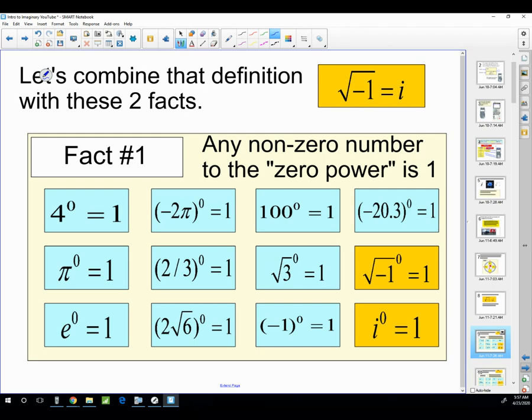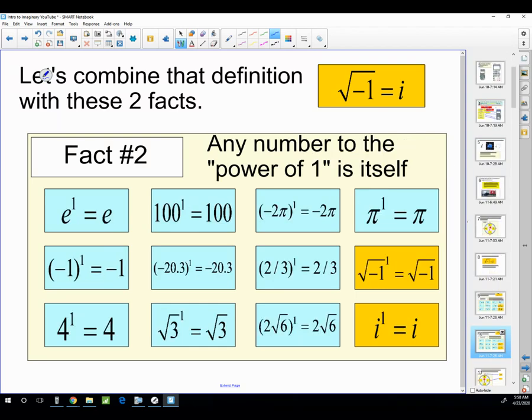Any non-zero number to the 0 power is 1. If it were negative, you would have to put it in parentheses. But i to the 0 power is 1. And remember, this is i right here to the 0 power is 1. Pretty simple.